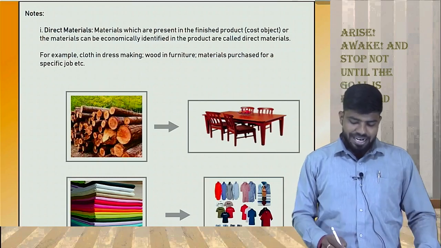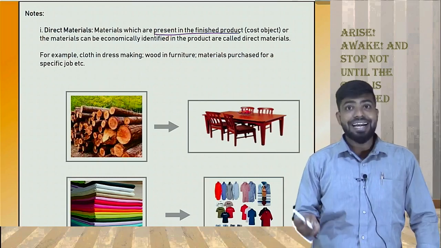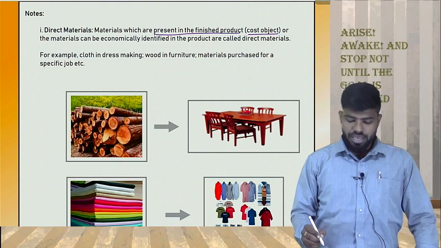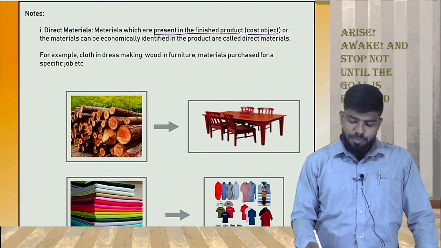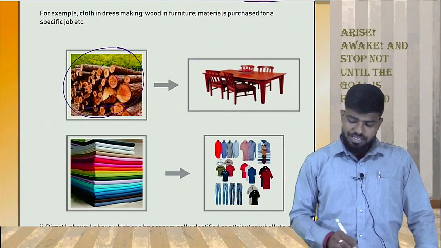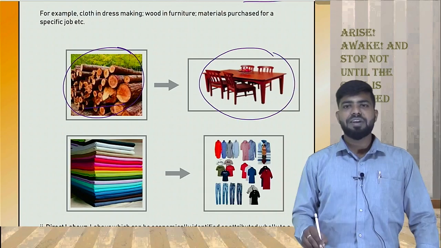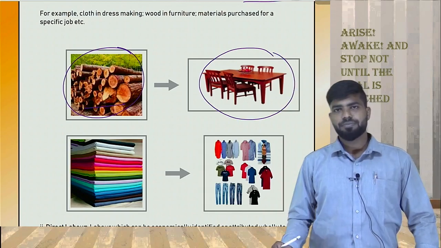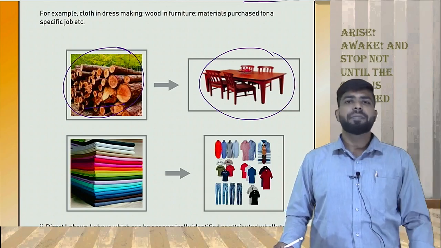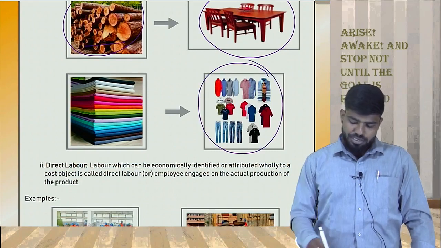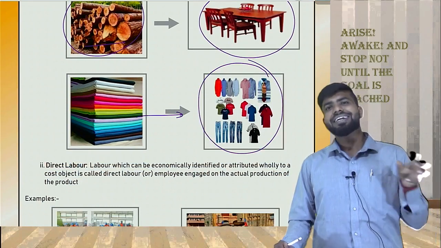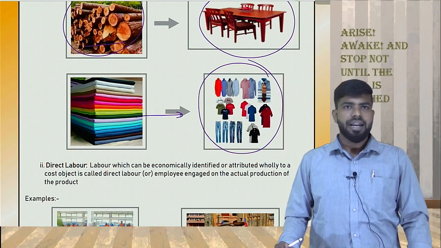See here, materials which are present in the finished good, or finished product, or we can call it the cost object, can be economically identified. That is called the direct material. I am giving the example. If you look at wood, wood is consumed for the furniture. Once the furniture is manufactured, we can see the wood in the furniture. If you are able to economically identify it, that is called the direct material. In textile products, they are consuming the cloth, so it is called the direct material. Understand what I am saying?